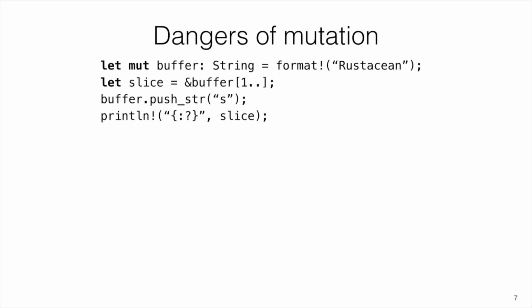So here's the example I want to go through. It begins, like many of our examples, by allocating a string, right? And then if you look, it creates a reference into that string called slice and pushes a new letter onto the string. So before the string had rustation, now it's going to have rustations with an S at the end. And then it prints that slice. And you might expect this, for example, to print ustations with an S on the end. But what actually happens if this code were to run?